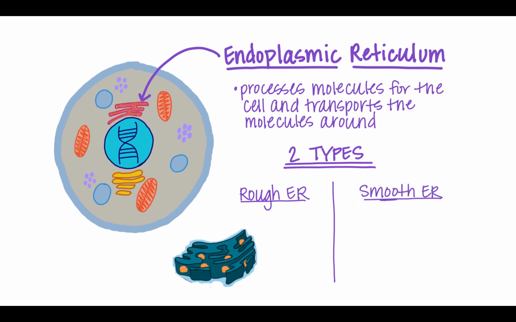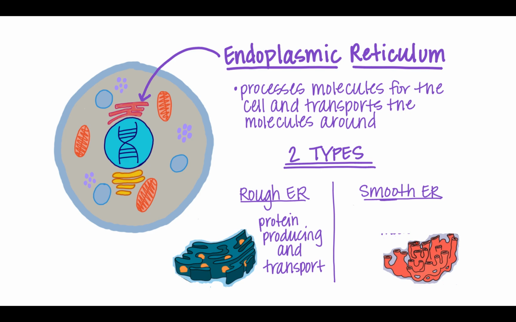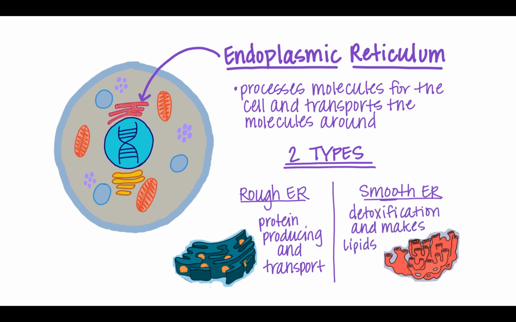Here's a good picture of rough endoplasmic reticulum. You can see that there's little dots. Those dots are ribosomes, which gives it its rough texture. Rough endoplasmic reticulum is protein producing and it transports things. Smooth endoplasmic reticulum looks like this. It has a smoother surface. It is responsible for detoxification and it makes lipids.